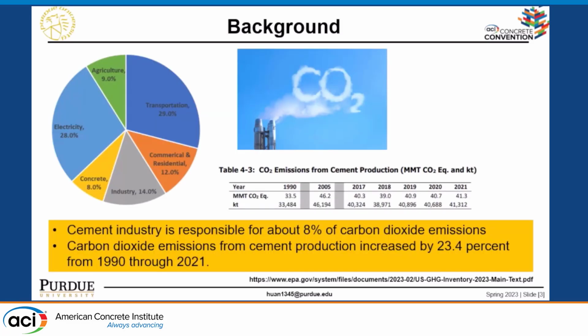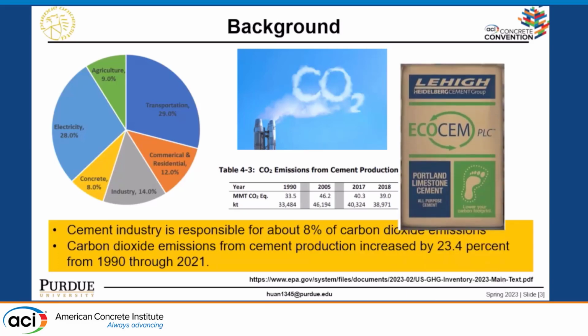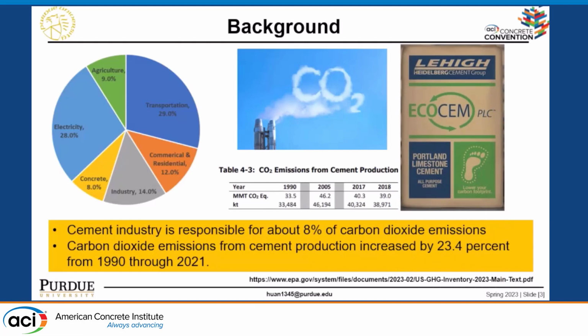As we all know, the cement industry is responsible for around 8% of the carbon dioxide emission in the United States. A lot of different strategies have been proposed. For example, one of the recent ones is the use of PLC cement, limestone cement. Basically, people replace 10% of the cement by limestone to reduce the emission of carbon dioxide at the stage of cement production.